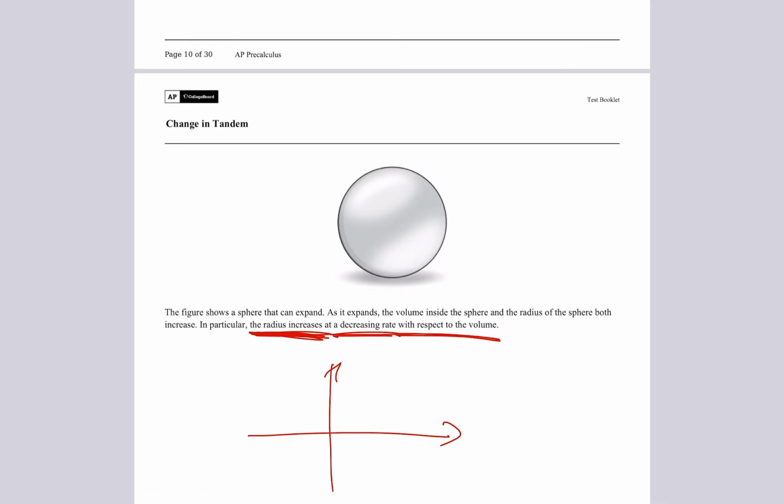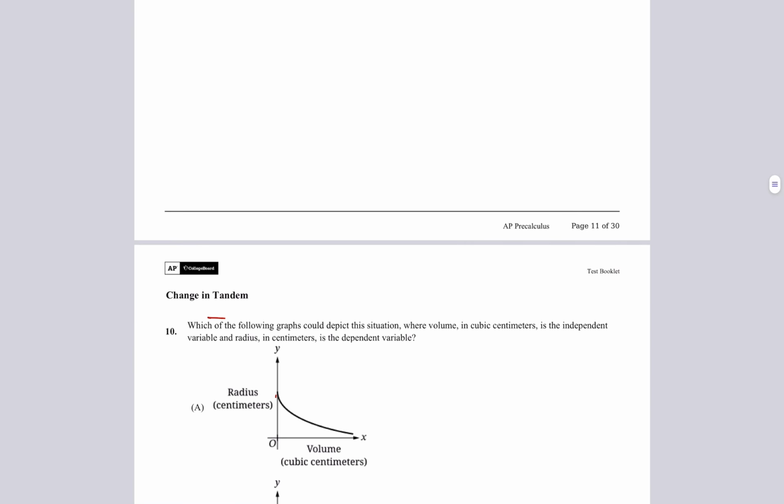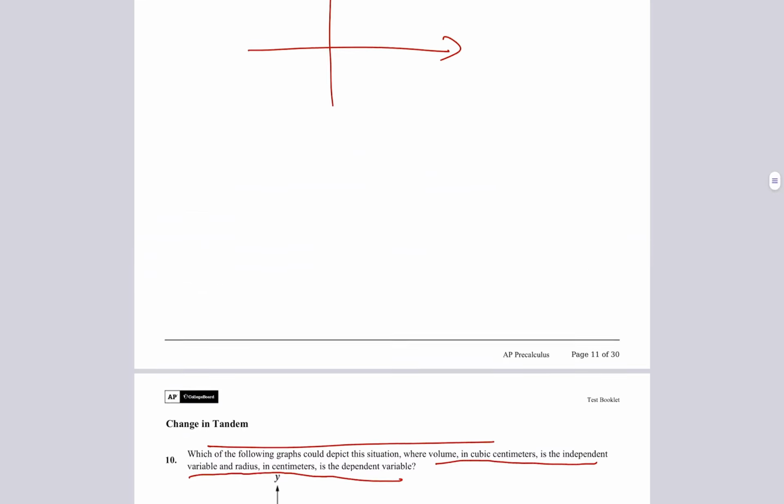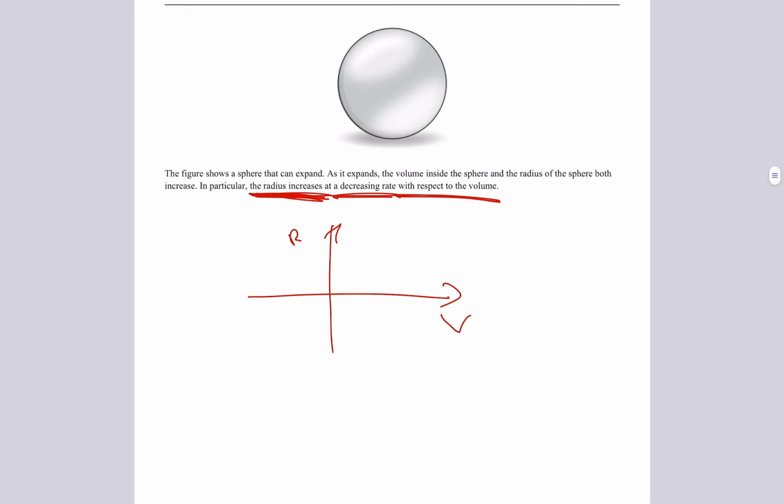Which of the following graphs could depict this situation, where volume in cubic centimeters is the independent variable and radius in centimeters is the dependent variable? So we have radius, which is y, and volume, which is x. And the question is, radius increases at a decreasing rate.